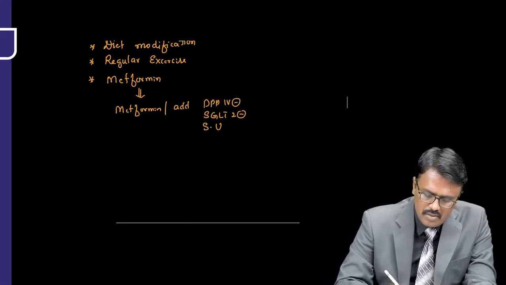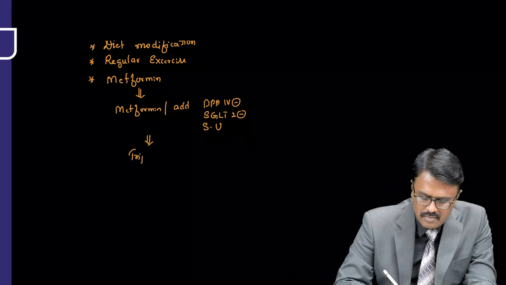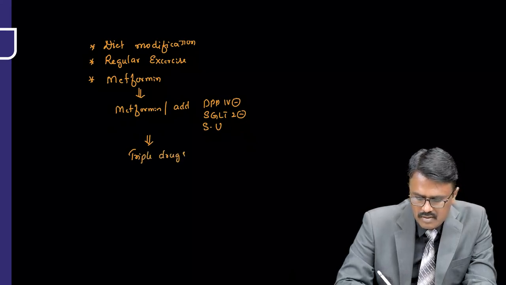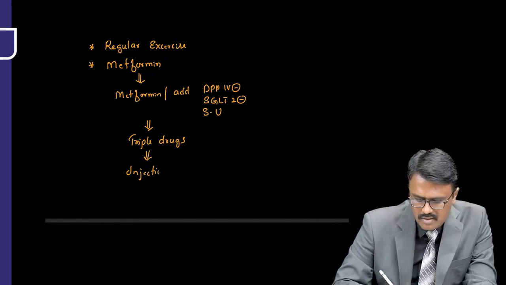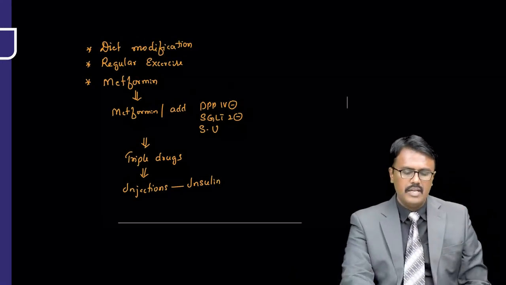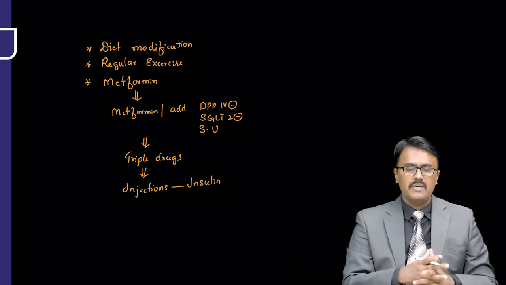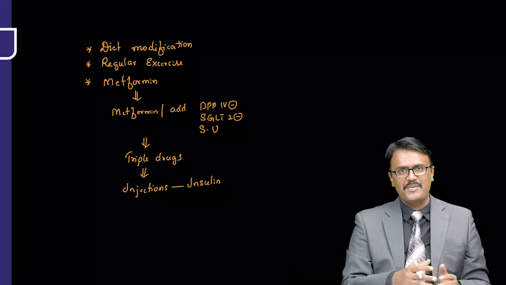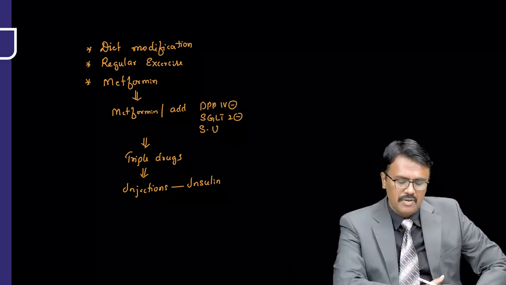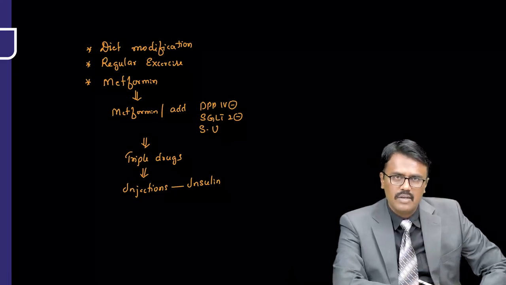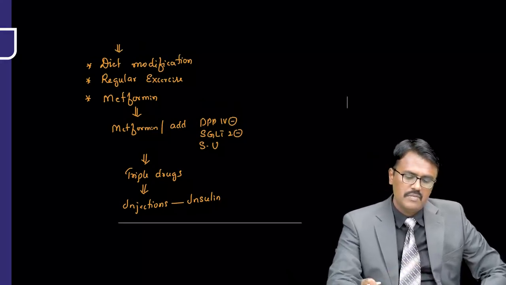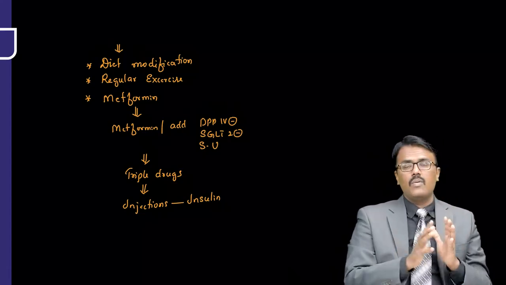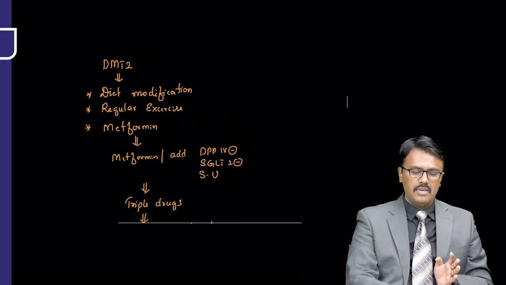If it is not controlled with two drugs, then a third drug is added. If it is still not controlled, then we have to go for injections, particularly insulin. So this is the simplest management of diabetes. Most of the patients prefer to take oral drugs and they are not willing to take injections. Yes, so this is the management we did. In this slide, what we discussed is the management of diabetes type 2.